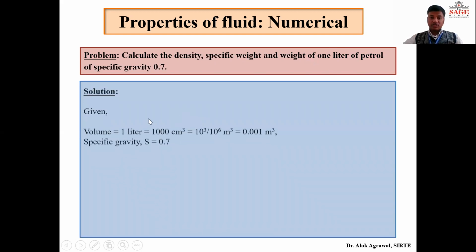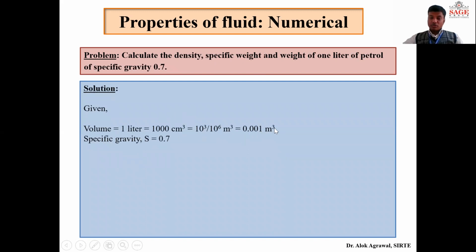So let us first write the given condition. Volume is given as 0.001 meter cube, that is 10 to the power minus 3 meter cube. Specific gravity is given as 0.7. We first use the formula of specific gravity, which is density of fluid divided by density of water. In this problem we have to evaluate the density of petrol. So density of petrol will be specific gravity into density of water. Since it is in the denominator, it will go across and multiply with specific gravity. Specific gravity is 0.7 and density of water we know is 1000 kg per meter cube. When we substitute this, we get the density of petrol as 700 kg per meter cube.